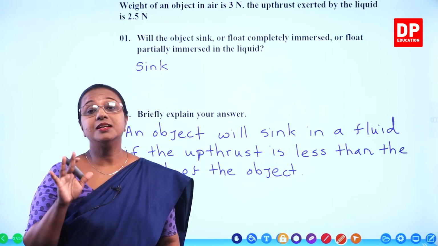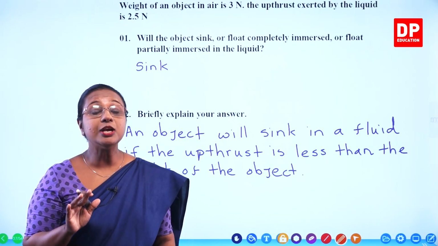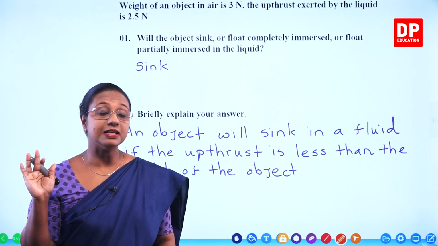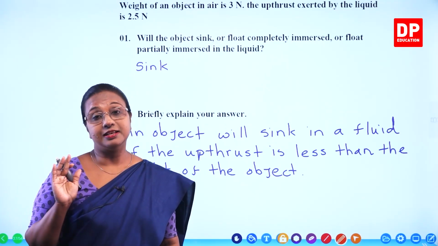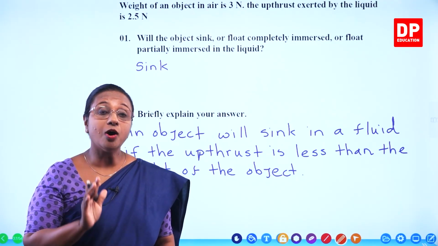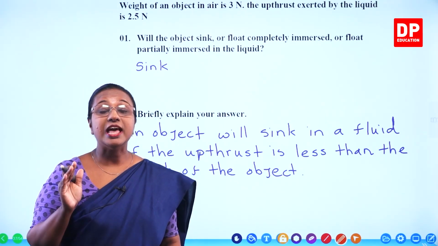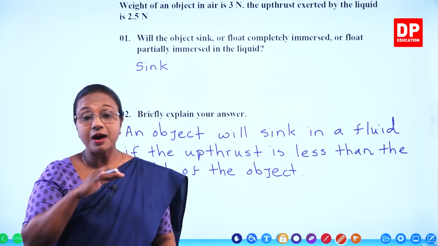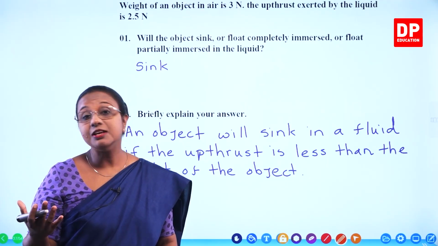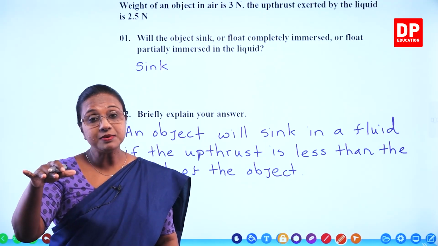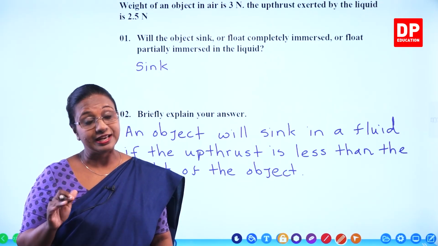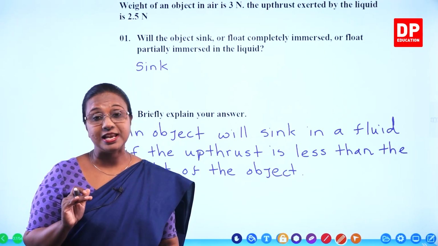When the upthrust exerted by the fluid on the object is equal to the weight of the object, it will float completely immersed in the liquid. If the upthrust is greater than the weight of the object, what happens? Then the object gets pushed upwards. So then it will be partially immersed and floating in the liquid. When we say partially immersed, it can be half immersed or only a very small part of the object immersed in the fluid. That again depends on the fluid as well as the object.